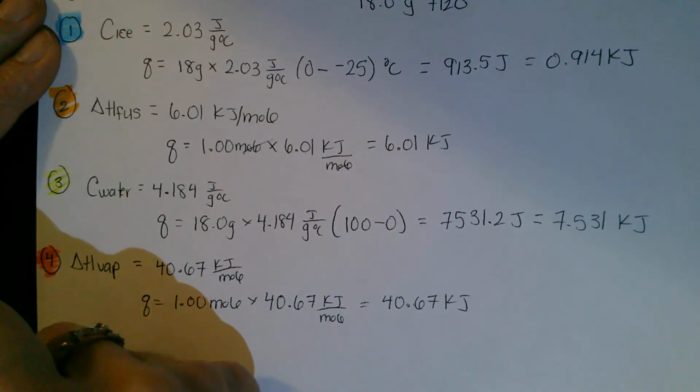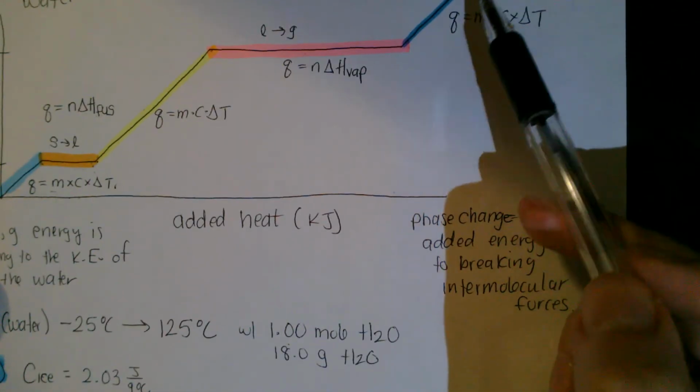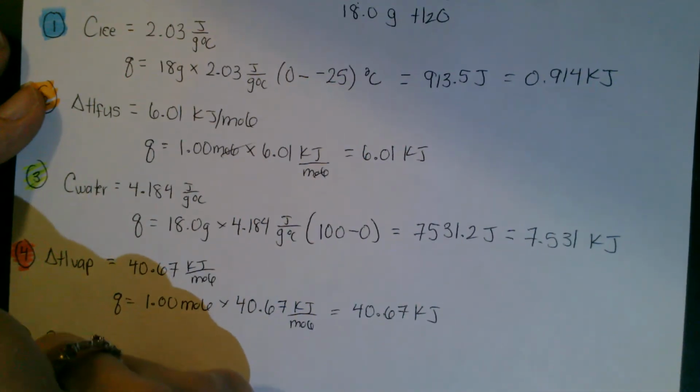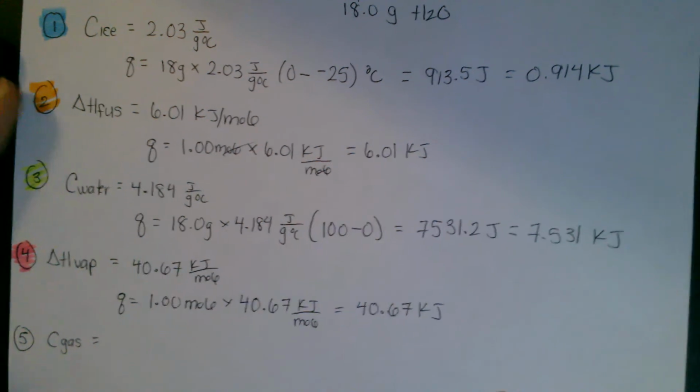Okay, so 5, the last step. Now that we're in the gas phase, we're just heating up the gas in that last segment. So we need C for the gas phase, or steam.